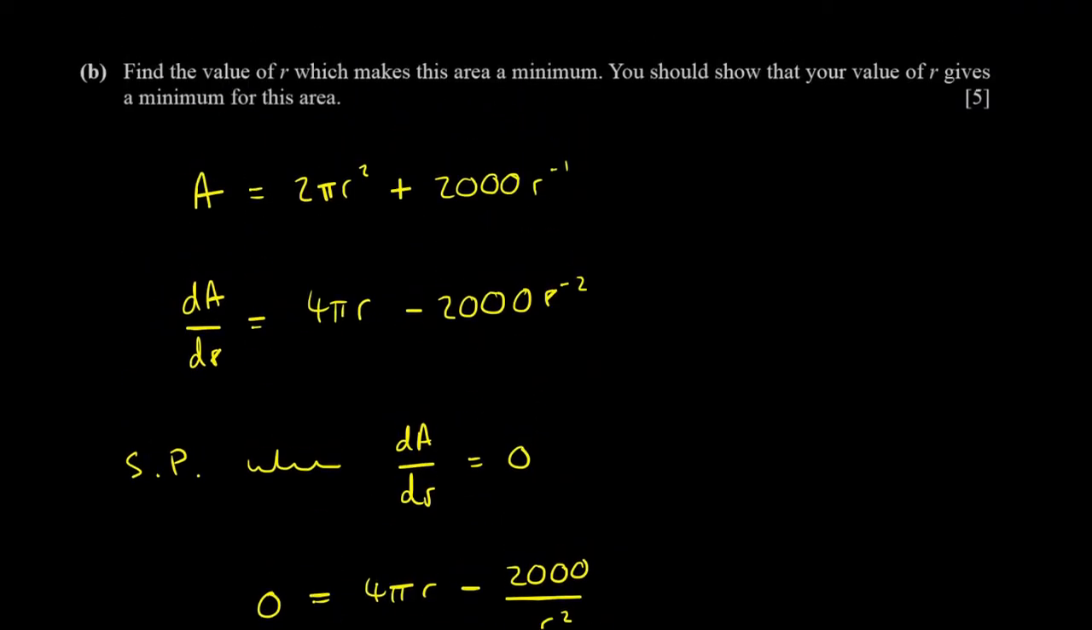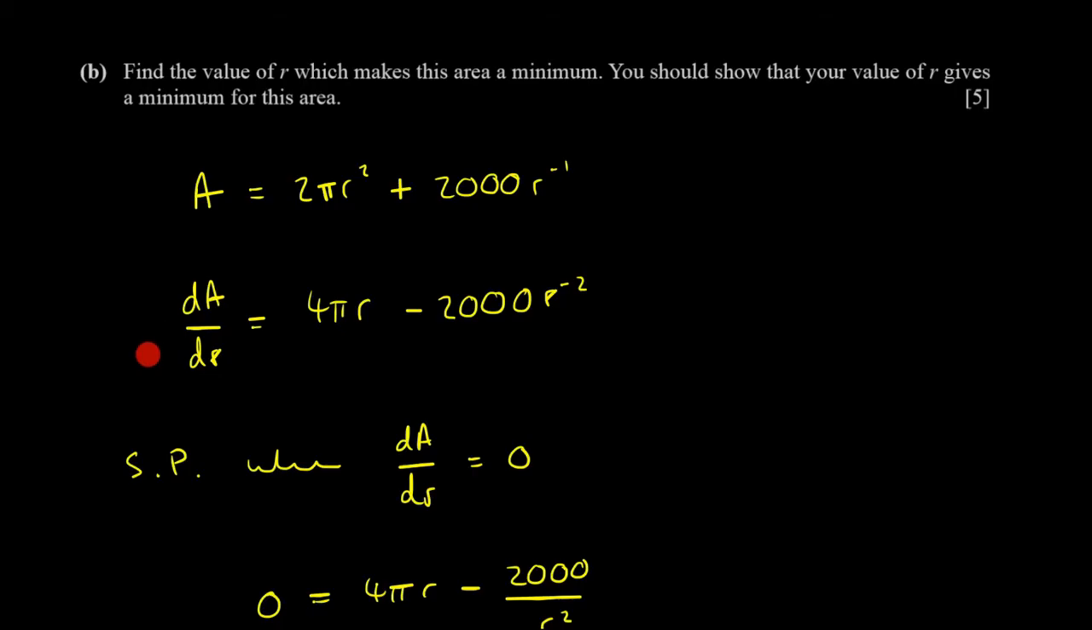But let me just check the question. We want to find the value of r which makes this area a minimum. And we should show that our value of r gives a minimum for this area. Now, it actually doesn't ask us to find the value of the area in this question, so we don't need to substitute our value of r into here to get the area. But you need to be aware of that. They do often ask that in a question, and it's so easy to forget it when you're in an exam. So just remember that.